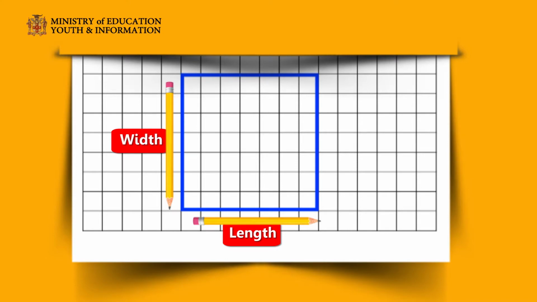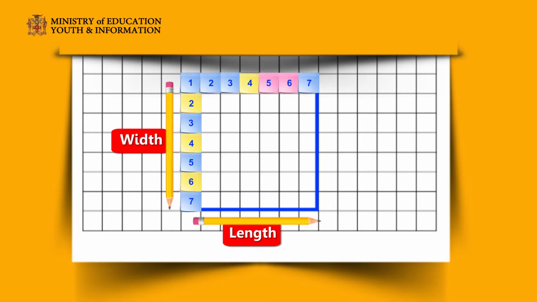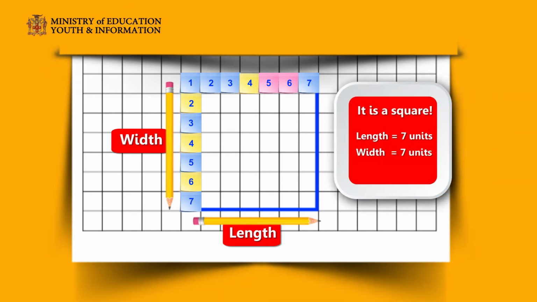Let's check. First, the length. Let's see how many units make up the length. 1, 2, 3, 4, 5, 6, 7. That's 7 units for length. Now for the width. 1, 2, 3, 4, 5, 6, 7. Yes, the length and the width are equal, so it is a square.